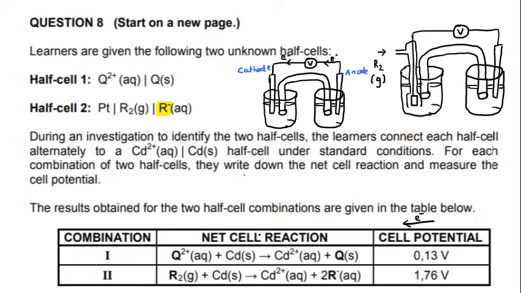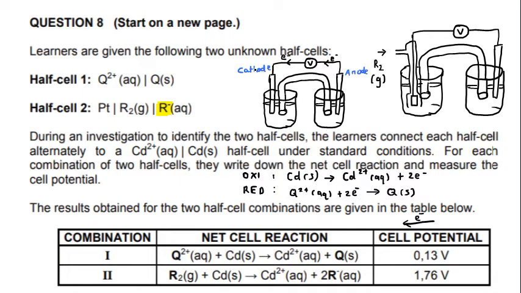If we break this first net cell reaction into an oxidation and a reduction half reaction: for oxidation, we are always going from something that is solid to something in solution. So our reactant for oxidation has to be a solid species, which is going to be this cadmium. So cadmium solid is being oxidized into cadmium 2 plus ions in solution, and obviously that's going to release 2 electrons. Now let's go for the reduction half reaction. Reduction is always something in solution going into a solid. So that's going to be this unknown Q species, which has to gain 2 electrons and then becomes solid Q.